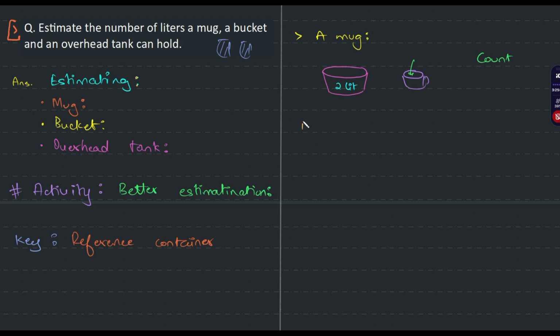So let me put it in steps. Take a container whose exact measurement is known. Again, guys, there are many ways that we can discuss this topic. This is just my way, so please don't think that this is the only answer. Take a container whose exact measurement is known. That's the first step.